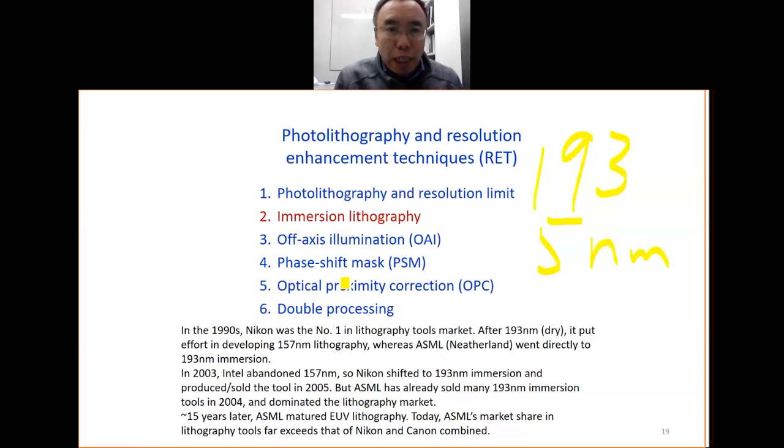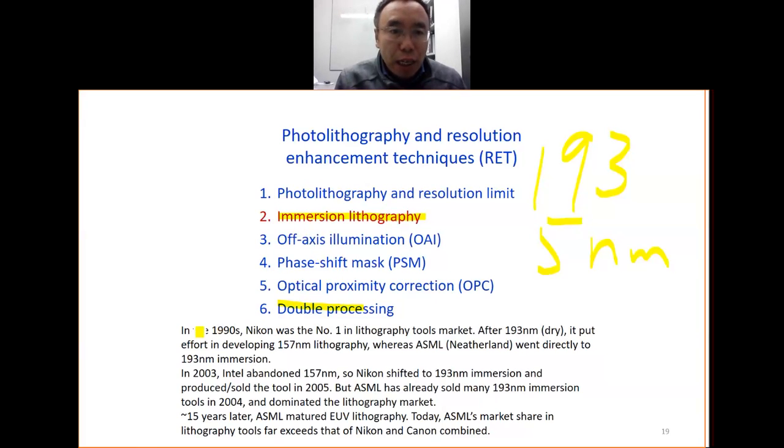Among those techniques, immersion lithography is one of the major trends for the lithography systems. Another one is double processing, which is also a major trend for lithography. All the other three are relatively small trends.